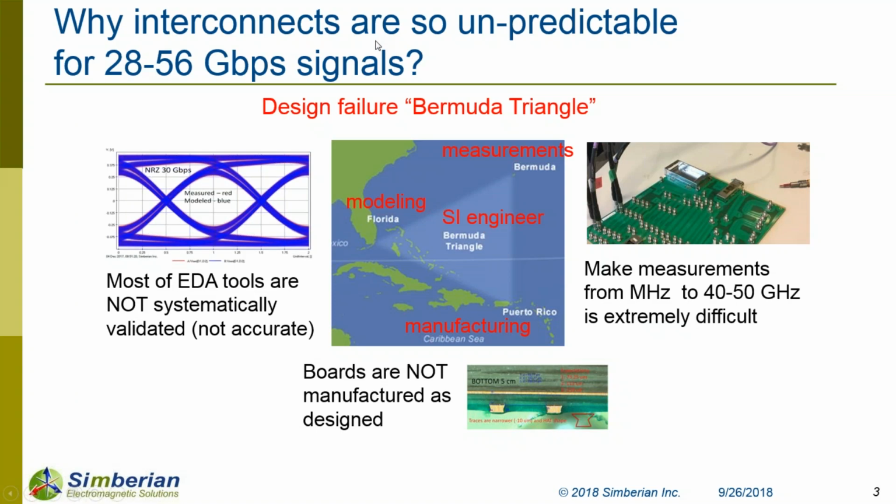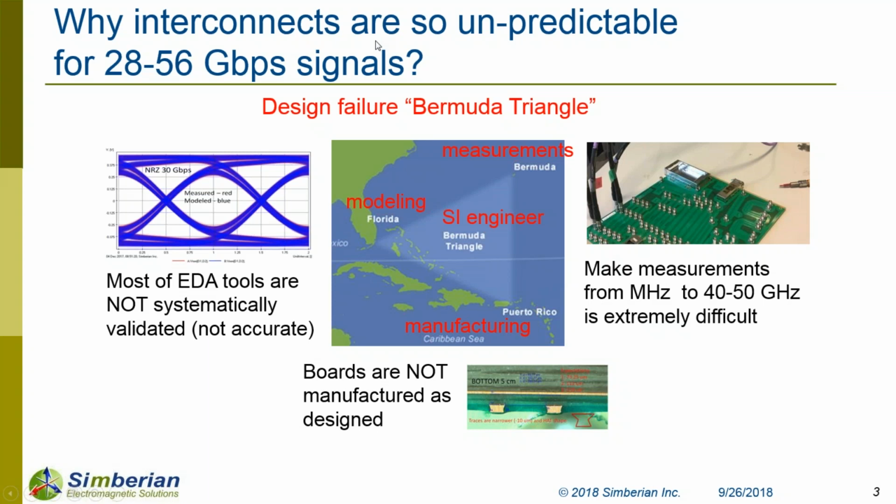So why are interconnects so unpredictable for 28 to 56 gigabit signals? Well, if you think about it, most of the tools on the market claim that they correlate and are valid for designing interconnects for bit rates up to 28 or 32 gigabits per second. Yet they don't show any proof. I mean, how do we know that they correlate? Also, the board as designed in layout tools is not the same board that we get back from manufacturing.